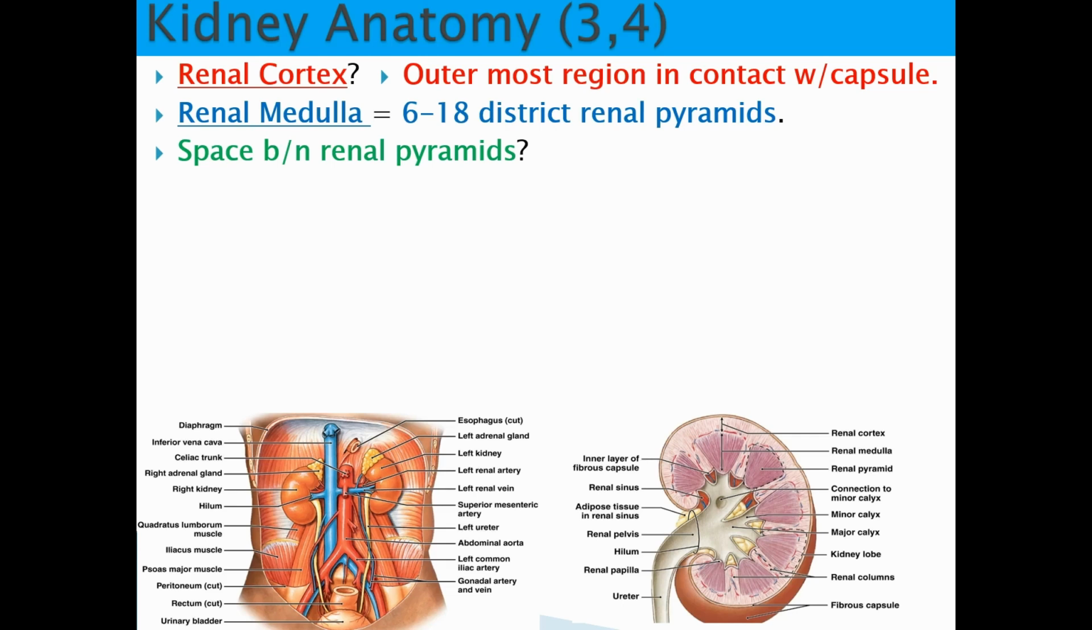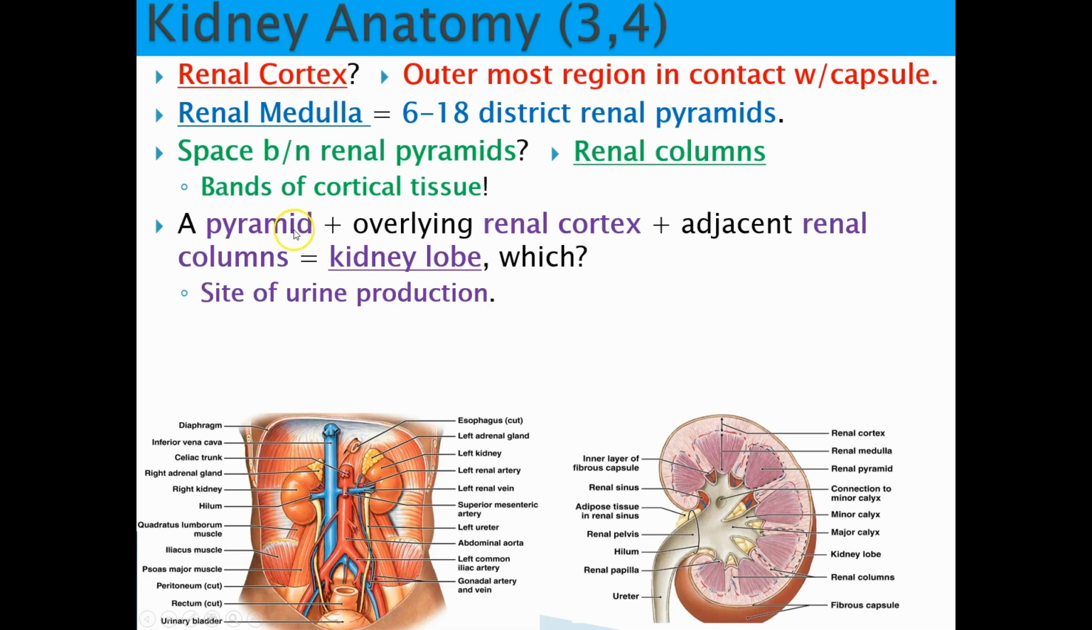All right, but if you notice, there's space between the pyramids, and you should note that those are called the renal columns, and really that's just an extension of the cortex tissue. So here's the cortical tissue right here. It's just extending and separating the two pyramids. Notice, renal columns is not hard for me to describe. Now, if you take a pyramid, the overarching renal cortex, and they actually dotted line this region here. You can see this whole thing right there. And then with their renal columns, that's a kidney lobe.